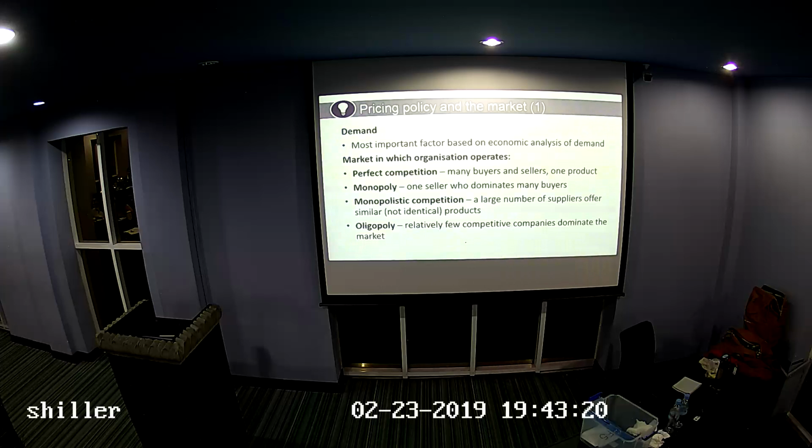Monopolistic competition: a large number of suppliers offer similar, but not identical products. Can you think of an example? You go to the supermarket and you want to buy shampoo. Now, there are many shampoos, correct? But one says, I have these magical beads that make your hair shiny. Then the other one says, I have these ingredients that make your hair smooth.